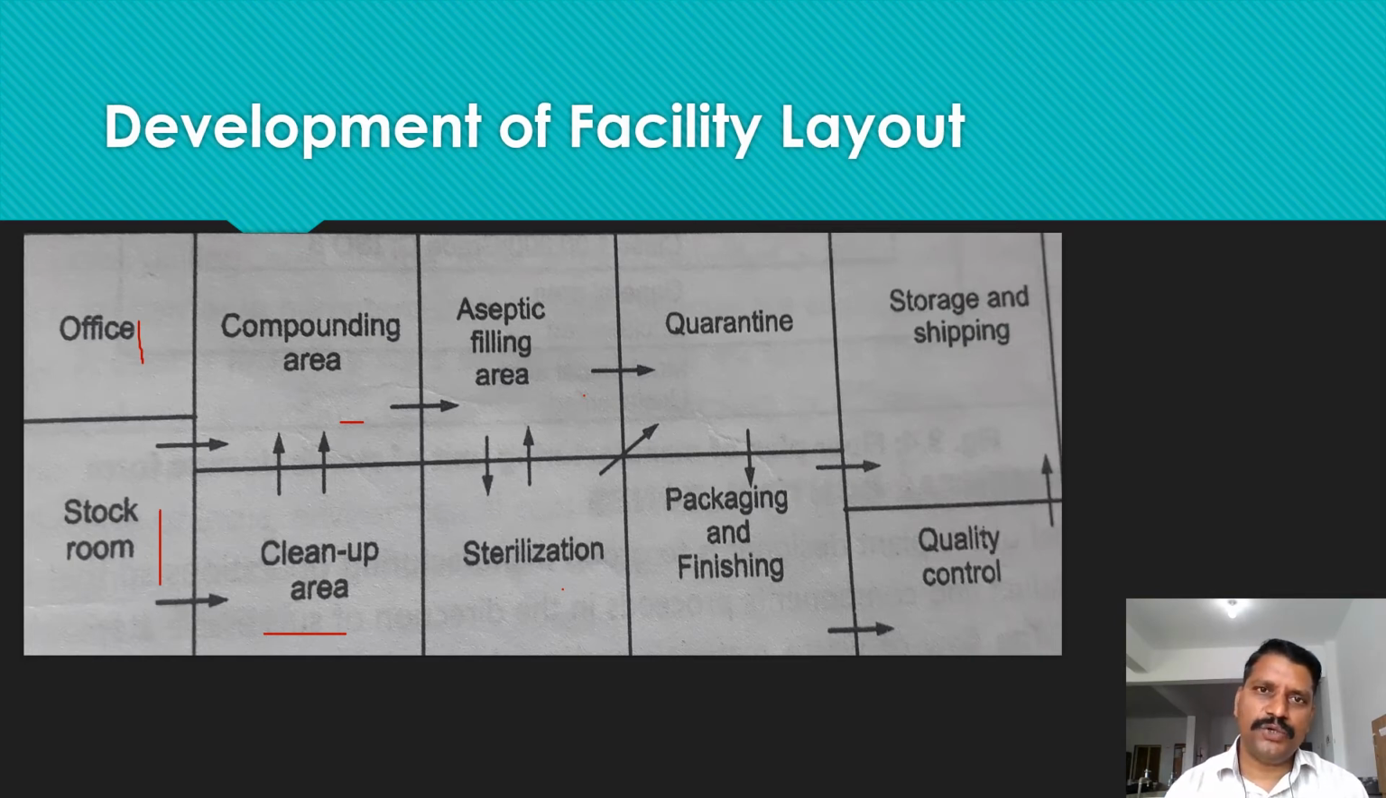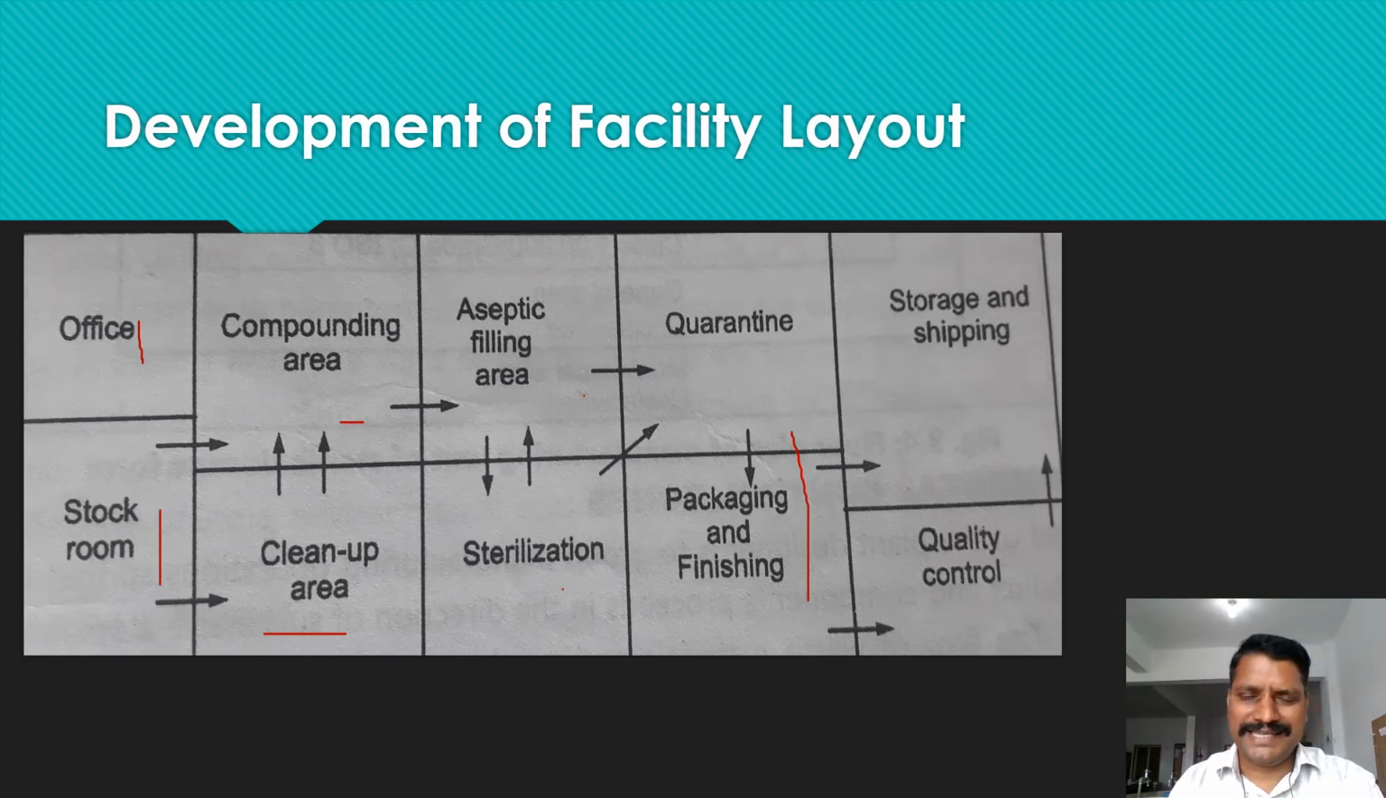So why is this unidirectional flow so important? To avoid the chances of contamination. So therefore the unidirectional flow is important. Then from the quarantine area to the packaging and finishing area.